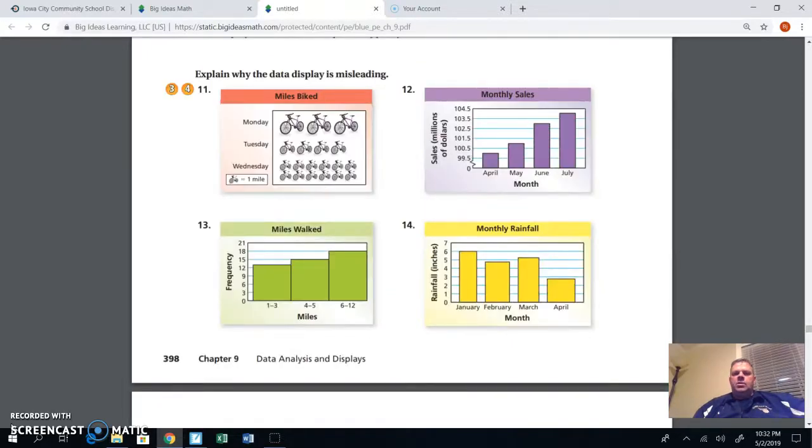And lastly, here are problems 11 through 14 for students if they need to look at a problem and not use the book. Have a great day.